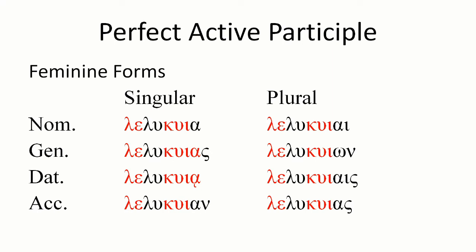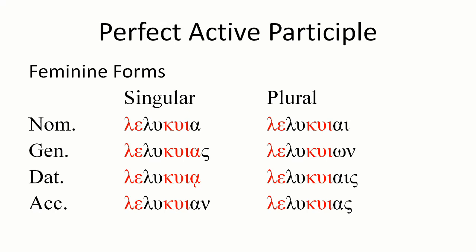Now here are the weird feminine forms for the perfect active. Notice here, instead of a sigma at the end of the stem, it is lelukuia, an iota at the end of the stem there. So we're going to get alphas throughout the entire thing. Lelukuias, lelukuia, alpha with an iota subscript in the dative, and lelukuian, accusative singular.